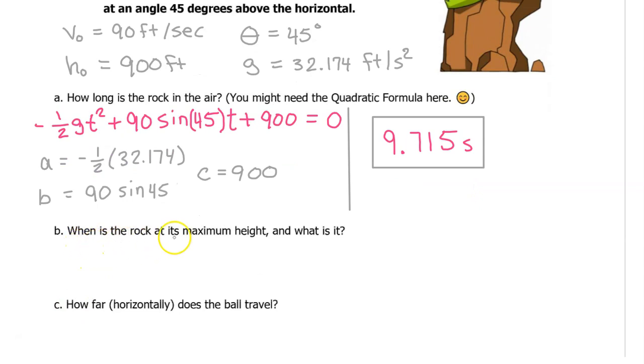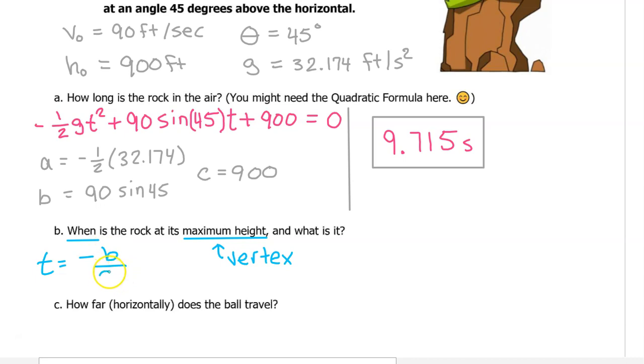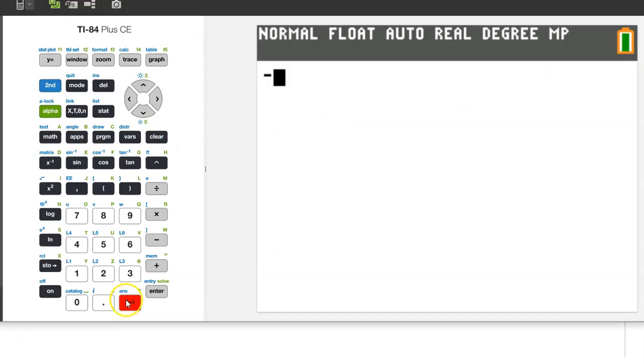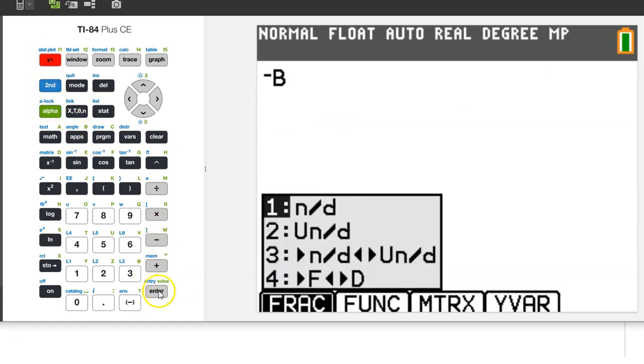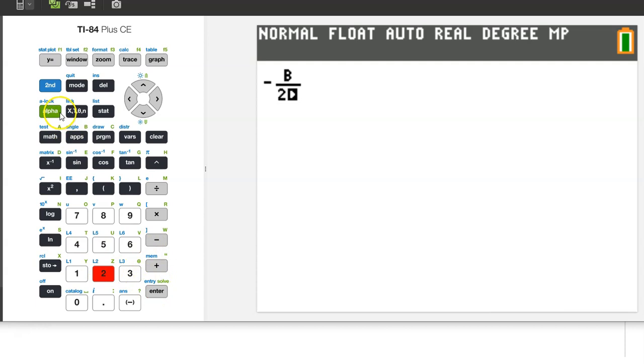Part B, when is the rock at its maximum height, and what is it? The maximum height of the rock will occur at the vertex of the parabola, and this will happen when t is opposite of b over 2a. So let's type it in. Opposite of b over 2a.